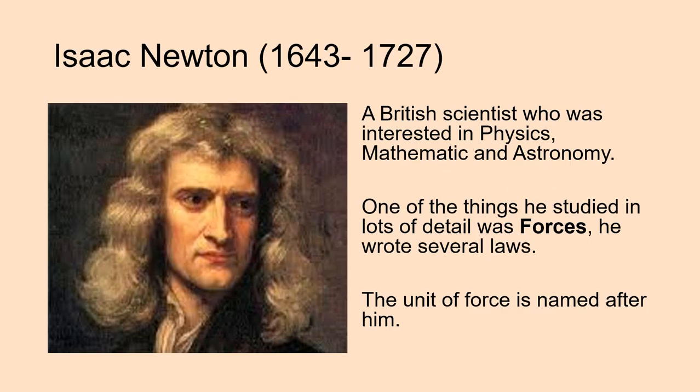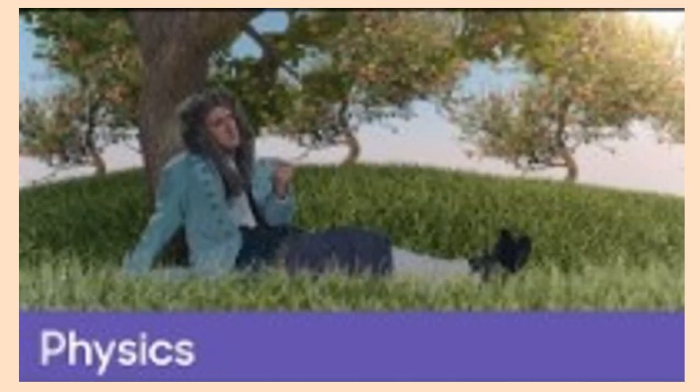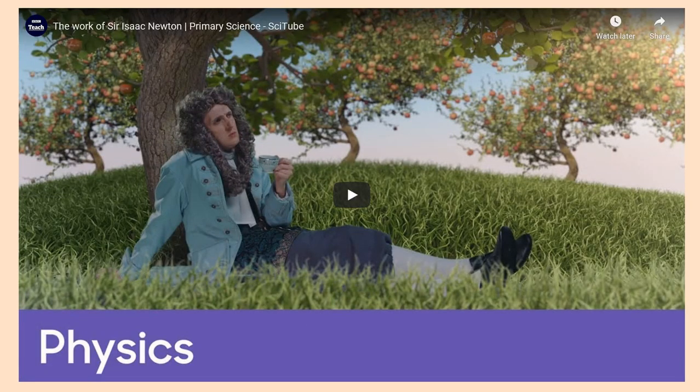First of all, we're going to be looking at a scientist called Isaac Newton. He was born in 1643 and died in 1727. Isaac Newton was a British scientist who was interested in physics, mathematics and astronomy. One of the things he studied in lots of detail was forces, and he wrote several laws about them. The unit of force is named after him, the Newton. Please go to the Padlet and watch the short video all about Isaac Newton.